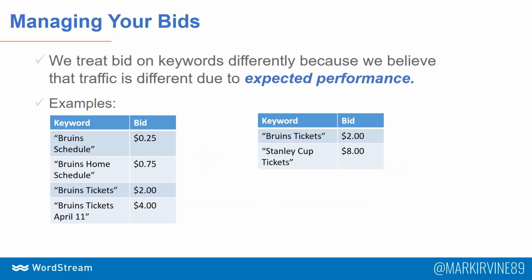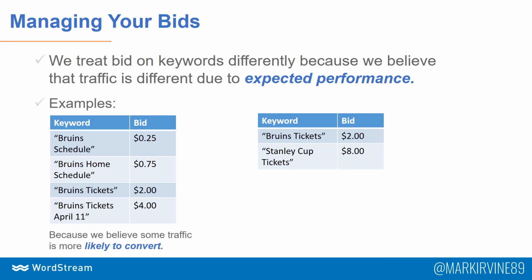So as we begin to think about how we would bid on keywords, we would bid on keywords differently because we believe that traffic is going to be different due to the expected performance. So if I were bidding on Bruins schedule, Bruins home schedule, Bruins tickets, and Bruins tickets on a date, and my goal is to sell Bruins tickets, I would likely want to bid more for Bruins tickets and Bruins tickets on a date than I would for someone who's searching for a schedule, because I believe that people who are searching for that are going to be more likely to convert.